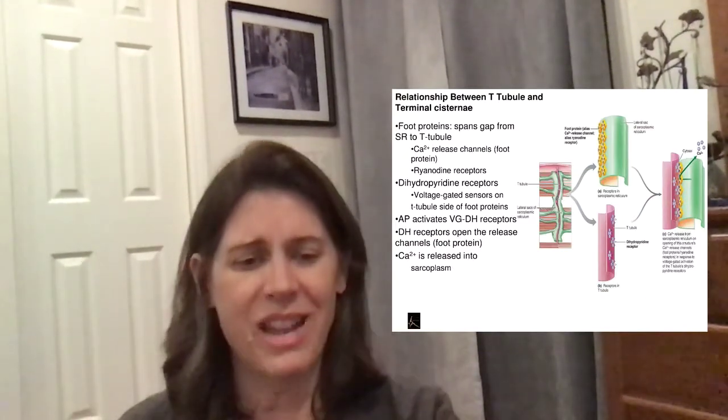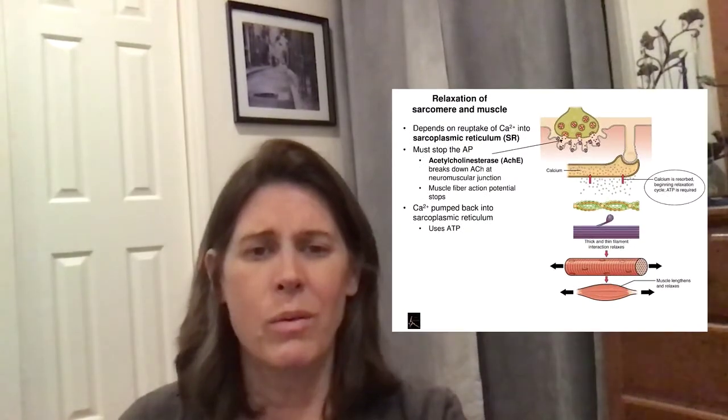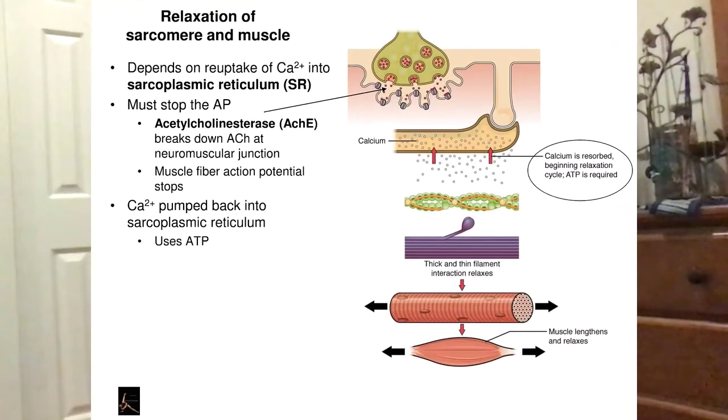So how do we get it to stop? Well, that's the relaxation of the muscle. First thing that has to happen is your motor neuron stops firing. Okay? And we need then to clear the calcium out of the cytoplasm. So we do that by first, again, the motor neuron stops firing because we have to stop the action potential. As long as there's ACh in the synaptic cleft, it's going to bind to the receptors, and we're going to get the AP on the sarcolemma and down the T-tubule, and we're going to continue to stimulate calcium release out of the SR.